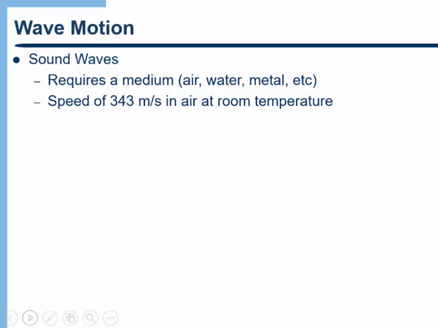Let's take a look at some information about sound waves. In this course, we're primarily going to be interested in light waves or electromagnetic waves, but we'll say a few things about sound. One of the things that's interesting about sound is it requires a medium. A sound wave has to travel through something. Therefore, if you're up in space, in the vacuum of space, there is no sound.